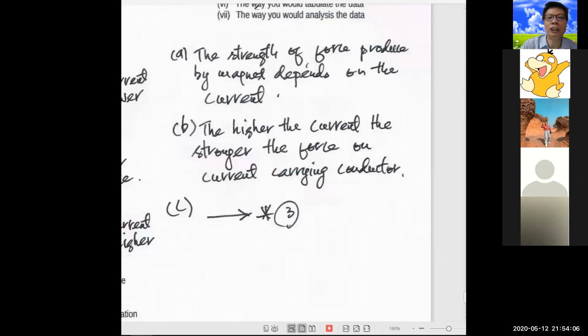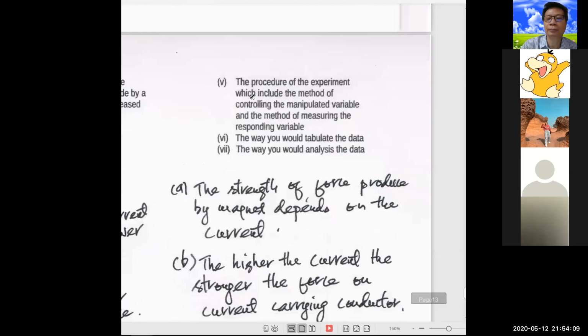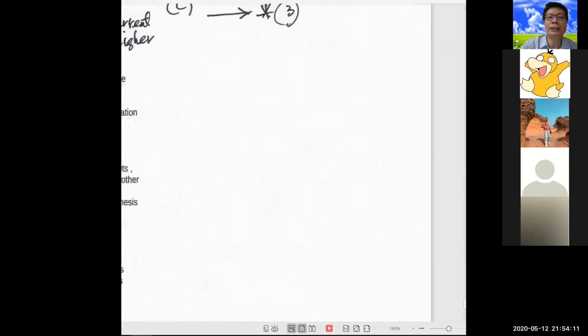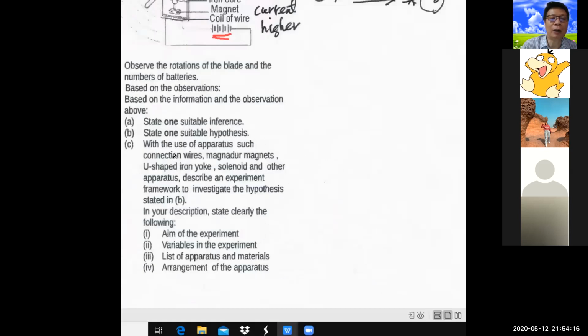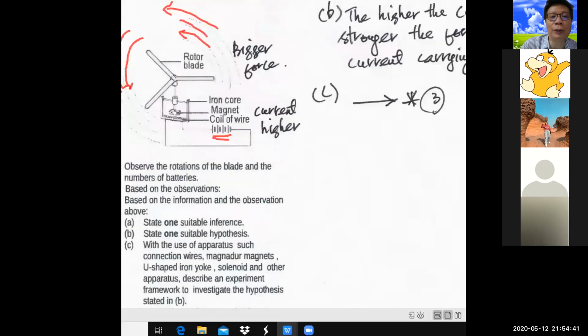Okay, now question C. What does the question ask? With the use of apparatus such as connection wire, magnet, U-shaped iron yoke, solenoid, and so on. Actually, in this experiment, we have explained the other day. Now, let's go back to C. How do you write the answer? The answer is in your paper, but I tell you, you better learn to write it out on a piece of paper. Don't assume the answer is in the paper, then you know already.